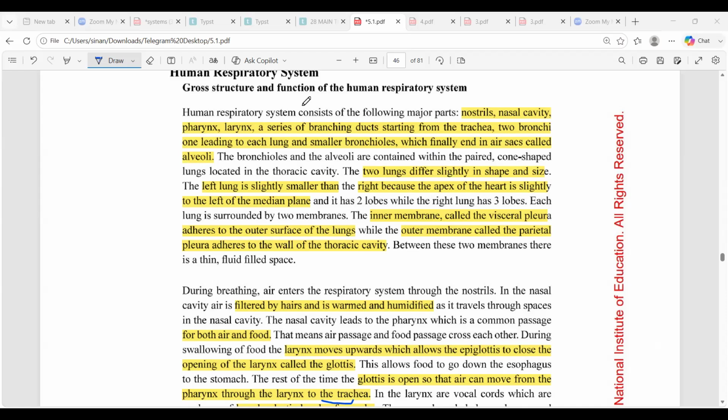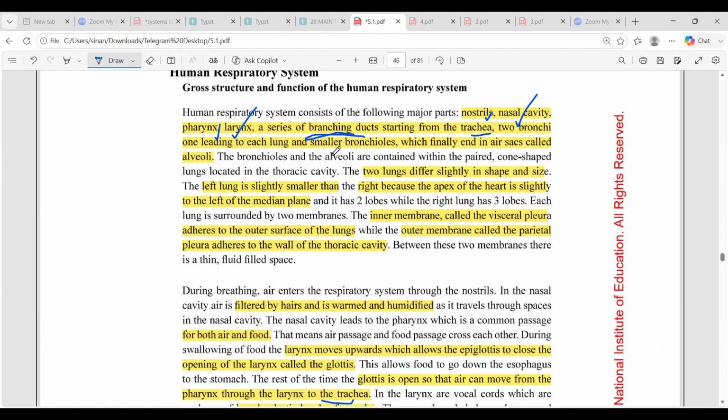Okay, we'll see here. The human respiratory system consists of the following major parts. When they ask for the major parts of the human respiratory system, you have to give all these: nostrils, nasal cavity, pharynx, larynx, and a series of branching ducts. Where do the branching ducts start? They start from the trachea.